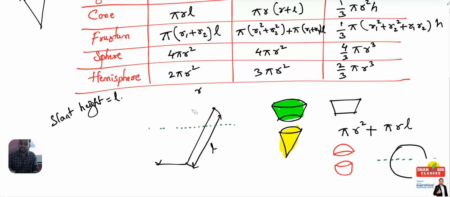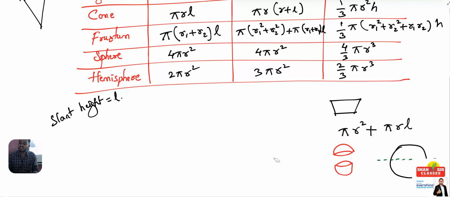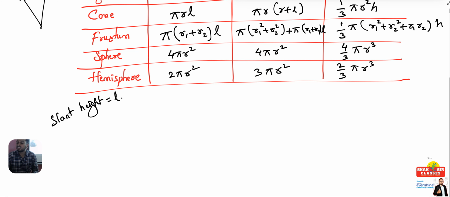Children, any doubts with respect to these formulas? Yes or no? Very good. Can you tell me the curved surface area of a cylinder? 2 pi r h. Total surface area? 2 pi r into r plus h. Volume? Pi r square h. Cone? Pi r l. Total? Pi r into r plus l. Volume? 1 by 3 pi r square h.